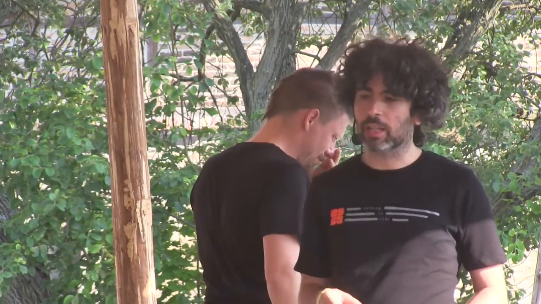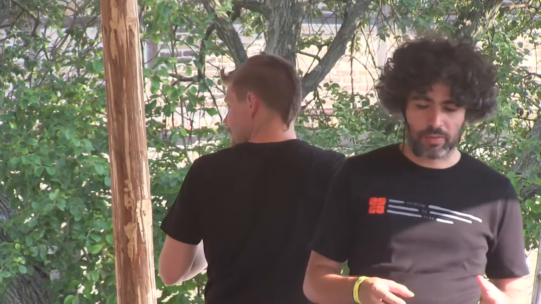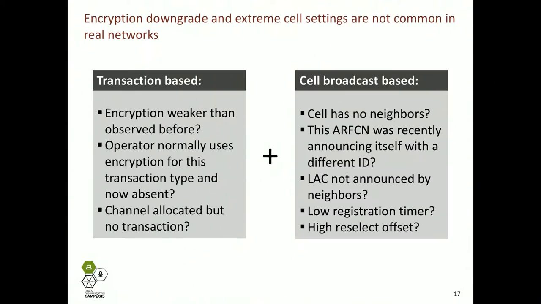Yeah, so as before, we have some criteria that are working in parallel. We have some analysis that works on the transactions, so calls and SMS that you try to send or receive. And there is some other logic that looks at the parameters of the network that are just announced by the cell.